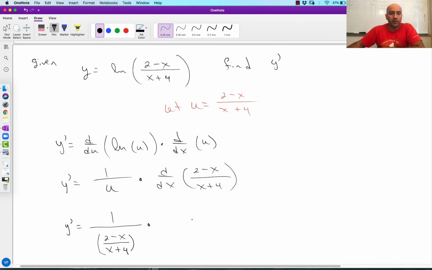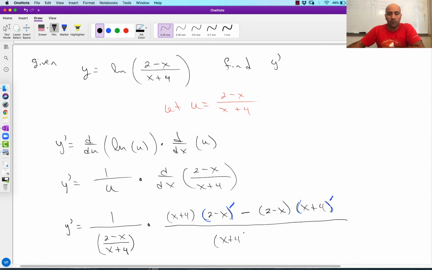Times, okay, so here we're going to use our quotient rule. Low d high minus high d low, right? Remember that little tick mark there? I should probably put it in a different color. This little tick mark here is another way of saying that we want the derivative. The derivative of this guy, the derivative of this guy, all over the denominator squared, all over x plus 4 squared. Low d high minus high d low over the denominator squared we go.